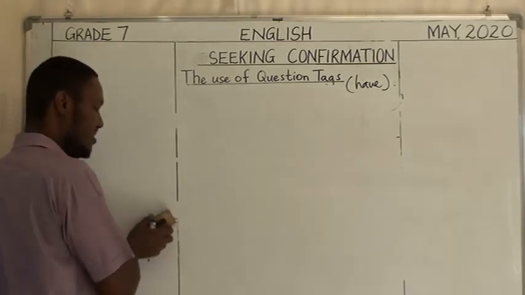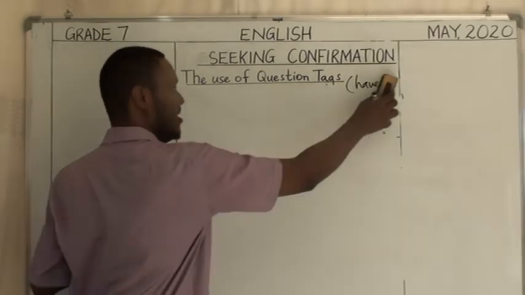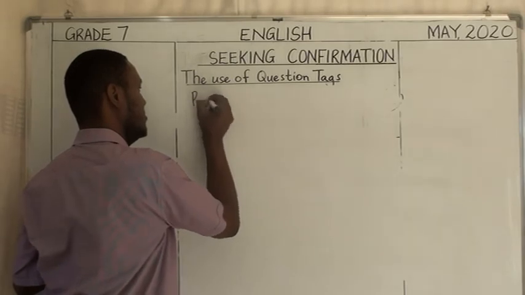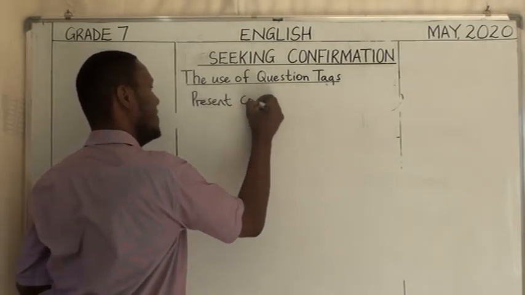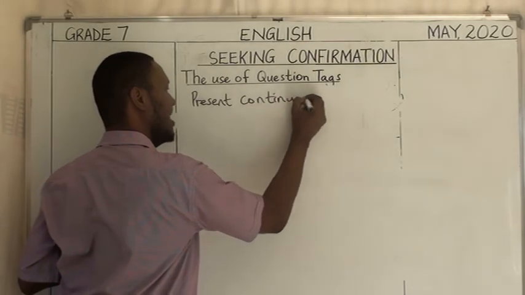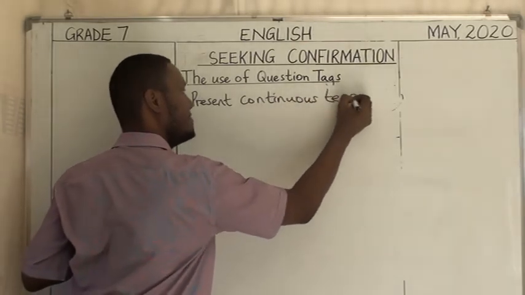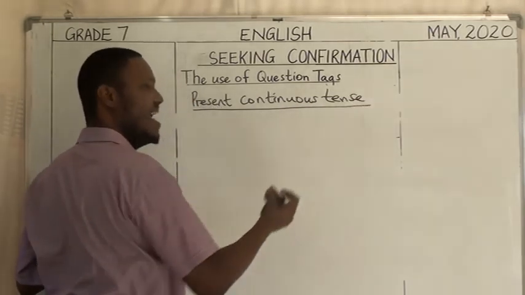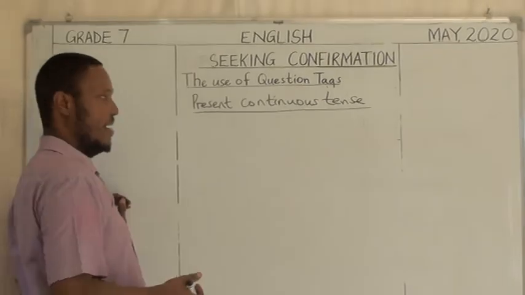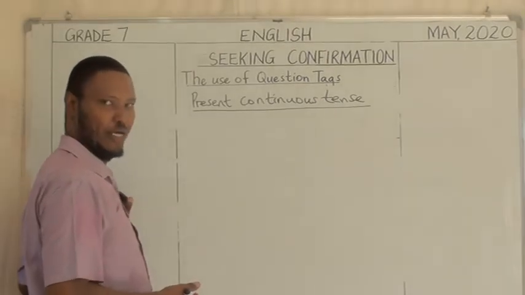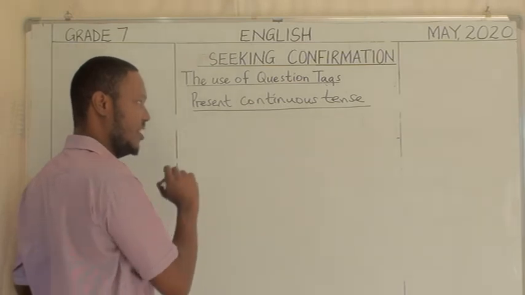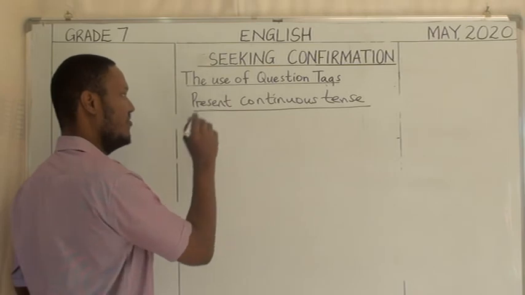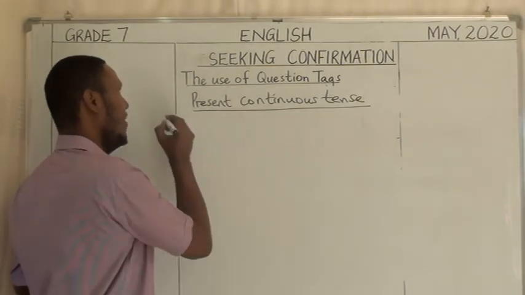We look at the last tense, the present continuous tense. The main verb in the present continuous tense is the present participle, the ing form. So let us have one example, maybe two examples of sentences in the present continuous tense.